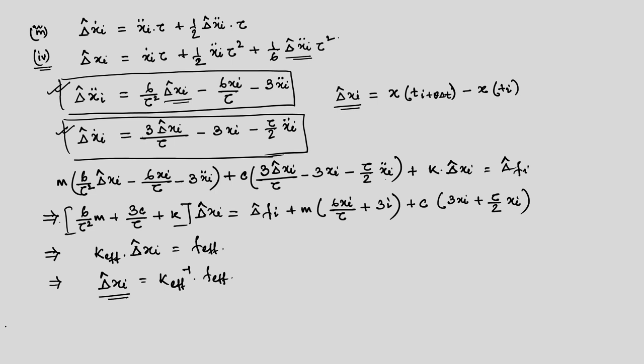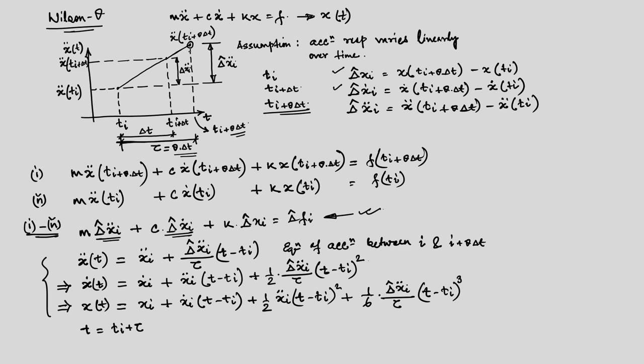So, let us just complete the task. Let us substitute this quantity into the equation. So, we call it, say, 5, and then say this is 6. Now, what do we get? We get delta xi double dot hat from equation 5. Remember, what is this delta xi double dot hat? This is nothing but the acceleration at this time point.